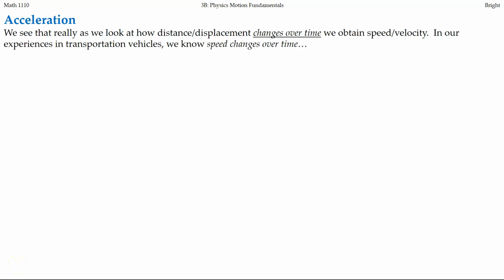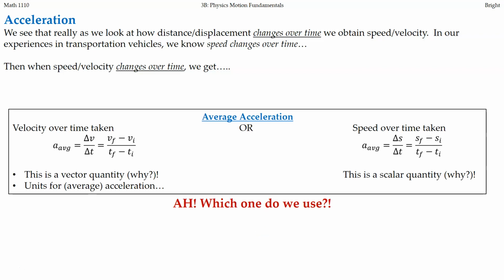In our study of physics motion fundamentals, we've already looked at distance and displacement, and then we've looked at how distance and displacement change over time, and we call those speed and velocity. And now I'm wondering if there's another way that we can talk about how speed and velocity change over time. We maybe have an inkling of where this is going, because we've all likely driven in some sort of transportation vehicle at some point, and we know that speed changes over time as well. When we talk about that quantity, we get acceleration.